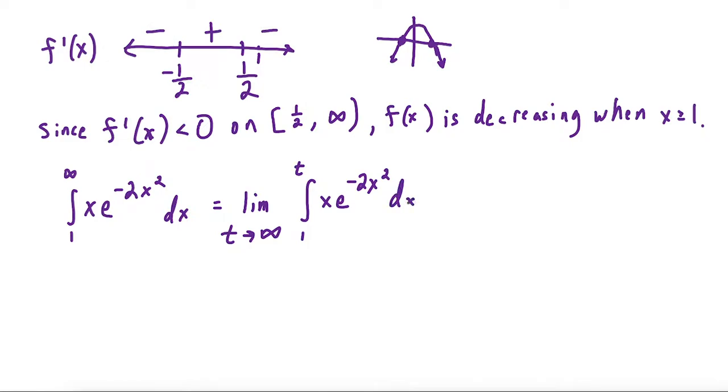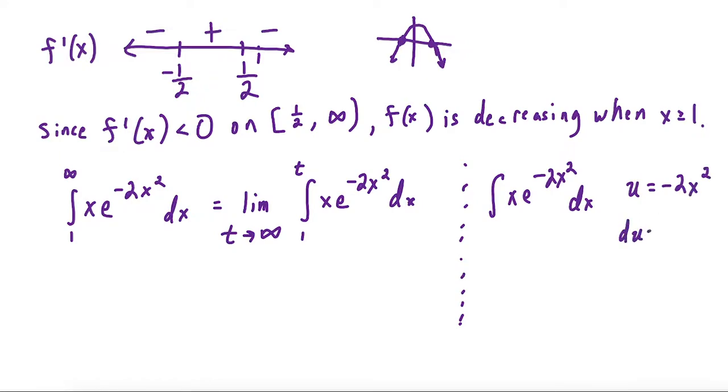So for this one, what we'll do is we'll just go on the side here and evaluate the integral first. So if I had the integral x e to the negative 2x squared dx, you might be able to just do this in your head, but I'll just show the steps. We would have u equals negative 2x squared, and then du is equal to negative 4x dx. So then if I solve for dx, that would give me du over negative 4x is equal to dx.